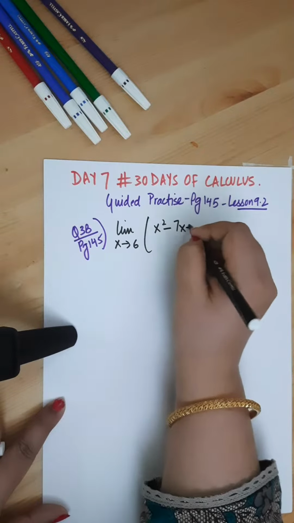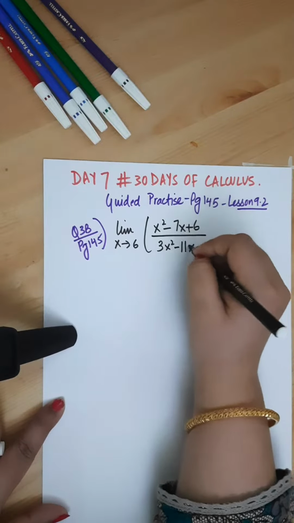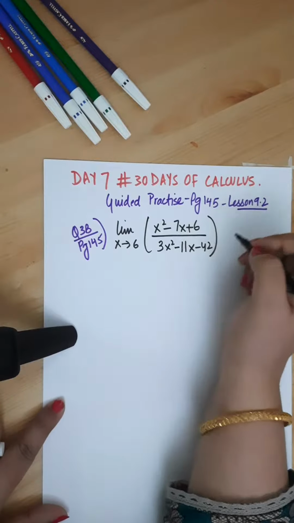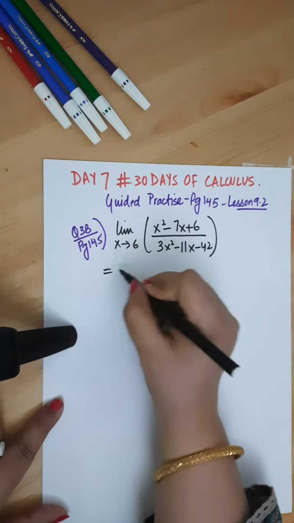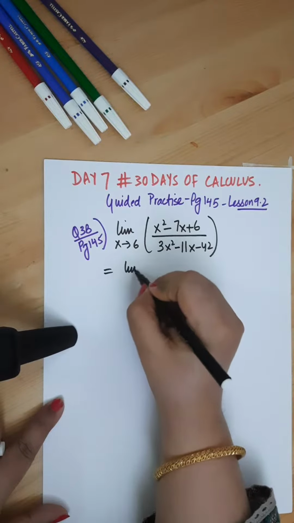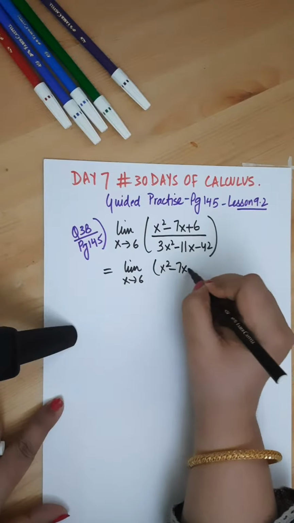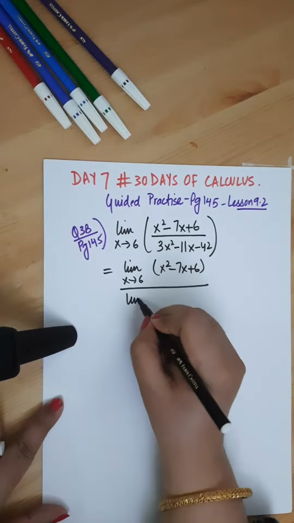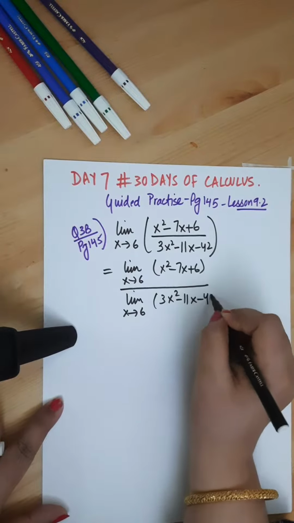Today's guided practice problem is from lesson 9-2, taken from page 145. So this is question 3b, limit x approaching 6. You have a rational function. Now, if you try direct substitution, you will see this will come out to be a 0 by 0 indeterminate form. That means we have to remove the indeterminate form by solving and factorizing the numerator and denominator.